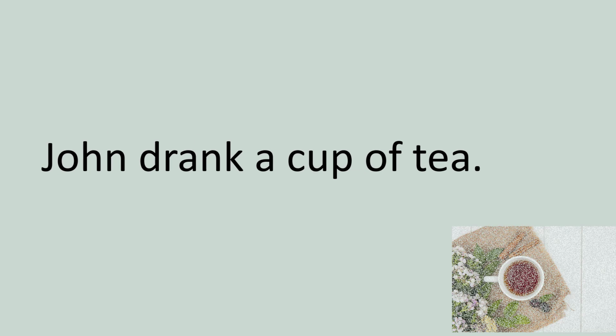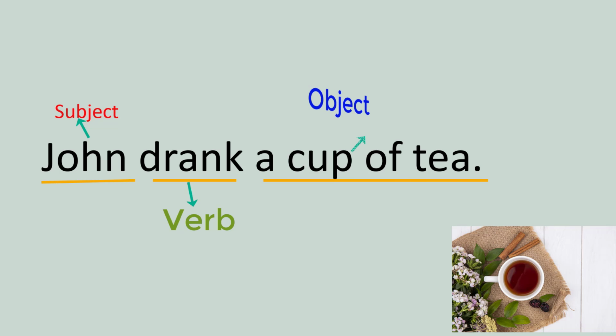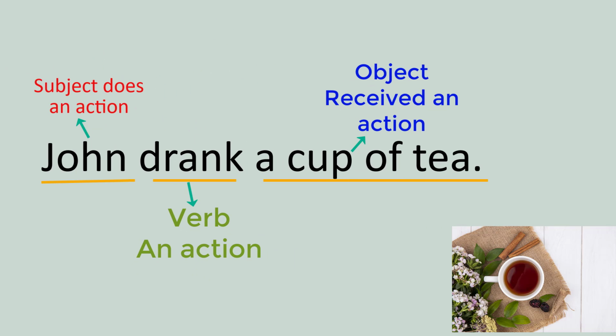Look at this example. John drank a cup of tea. John is the subject, drank is the verb, a cup of tea is the object. John is the subject and does an action. Drank is the verb and it is an action. A cup of tea is an object and received an action.